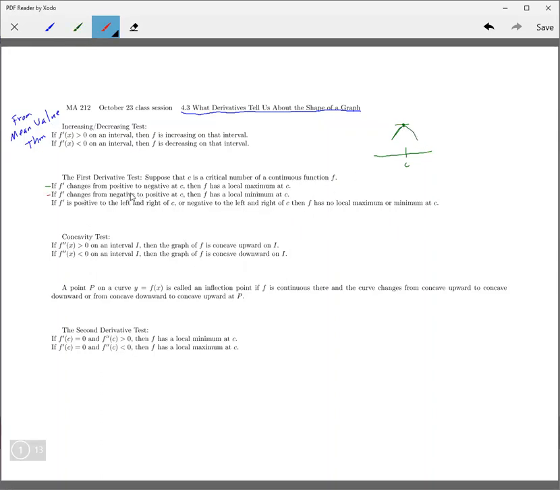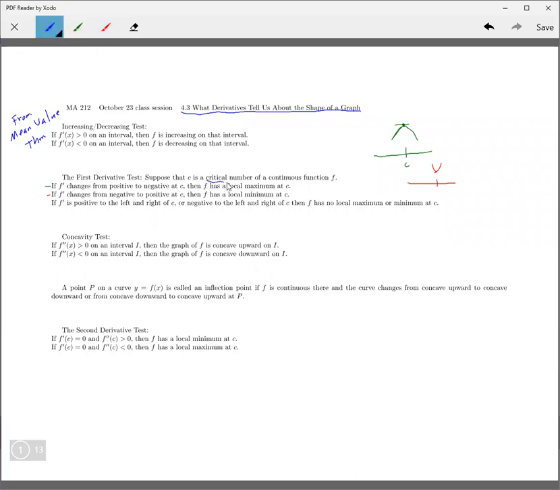The second one, if it goes from negative to positive, then what you're going to have is a local minimum. So the derivative negative and then positive after, that's going to be a local minimum. And if it's positive to the left and right, or negative to the left and right, then there's no local maximum or minimum.